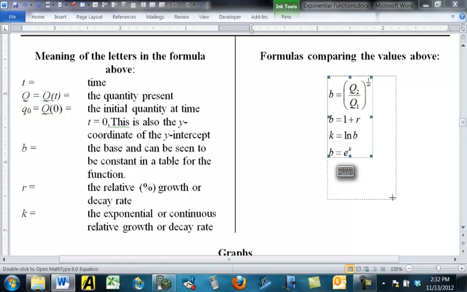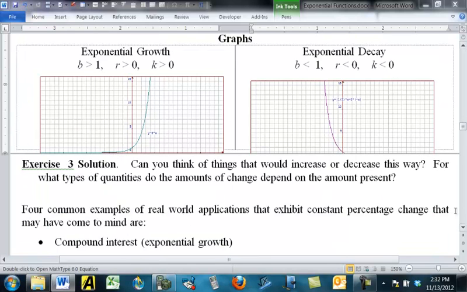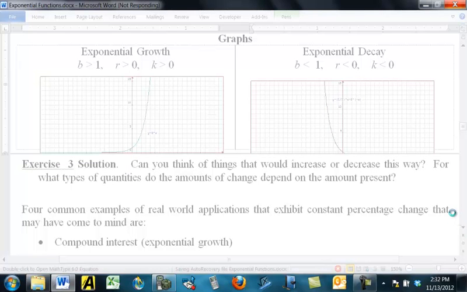Here are the basic formulas that relate these. B is Q2 divided by Q1 to the 1 over delta T power. B is 1 plus R. K is the natural log of B. We'll see that a little bit later. And B is e to the K power. And here are your basic graphs. So can you think of some things that will increase or decrease this way? Okay, let's go in and check some of these things.